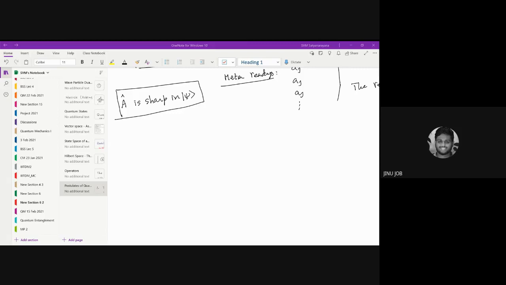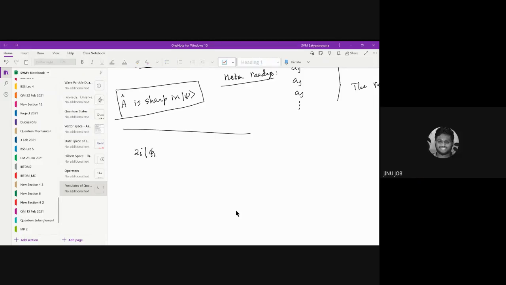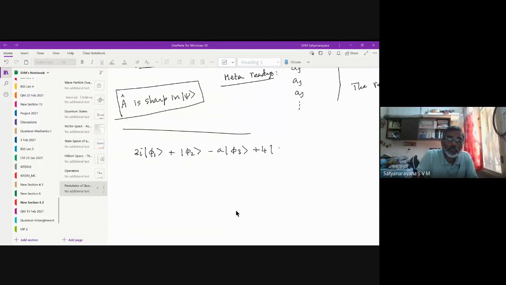So the question is, consider two states: ket psi 1 equal to 2i ket phi 1 plus ket phi 2 minus a ket phi 3 plus 4 ket phi 4. Let me just write down: 2i phi 1 plus phi 2 minus a phi 3 plus 4 phi 4. Yes, sir. This is your psi 1.